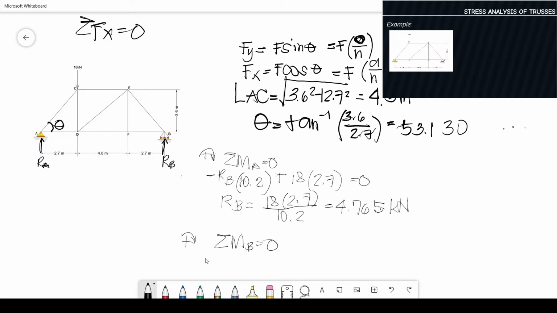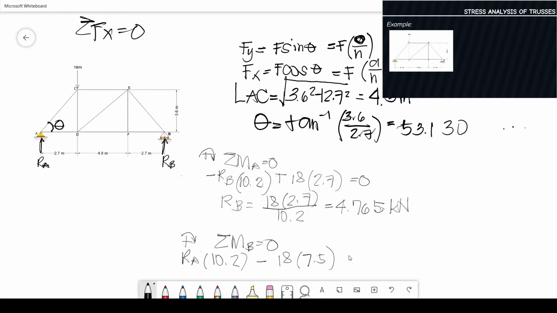Okay? So again, RA, that is RA, that is clockwise, di ba? Times 10.2 minus 18 times 4.8 plus 2.7. That is 7.5.